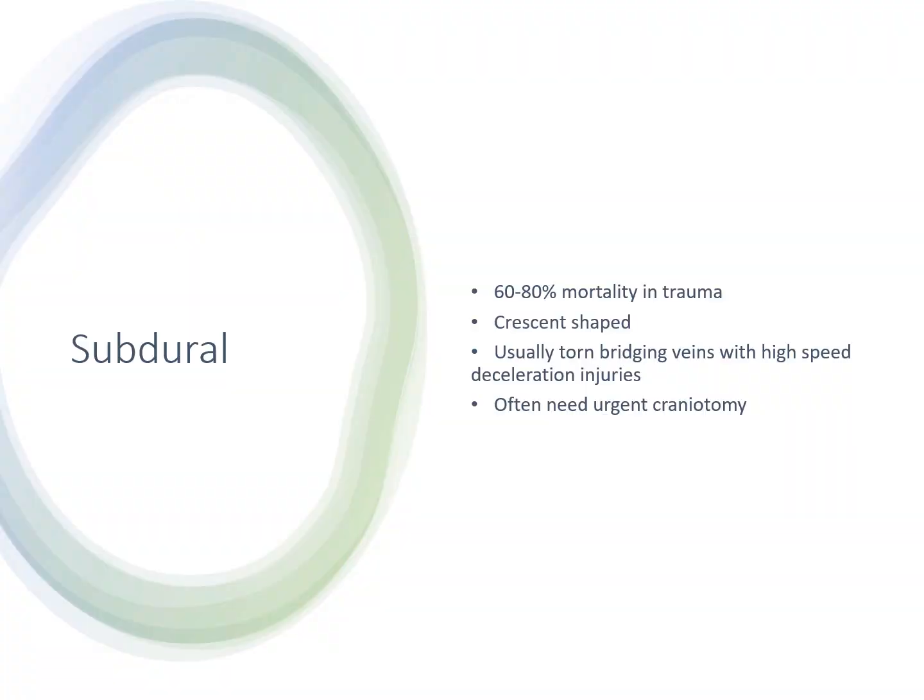They do have very high mortality in trauma, and that's because there's going to be an underlying associated brain injury, because this is bleeding from the bridging veins and is associated with a high-speed deceleration injury. So there's almost always an underlying brain injury. A very big one may need an urgent craniotomy to stand any chance of survival. However, if a patient presents with a GCS of 3 and bilateral fixed blown pupils, then it's very unlikely that they'll be offered surgery, because the outcomes of these with or without surgery are very, very bad.